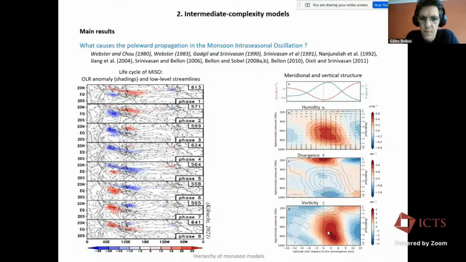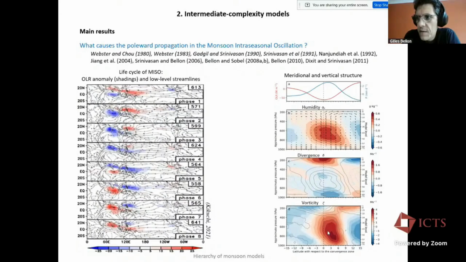Okay, just as a follow-up, you don't see the effect of stretching as much, because you do have a strong low-level convergence, right? Yes, but we don't see a very strong role of stretching. Okay, thank you.